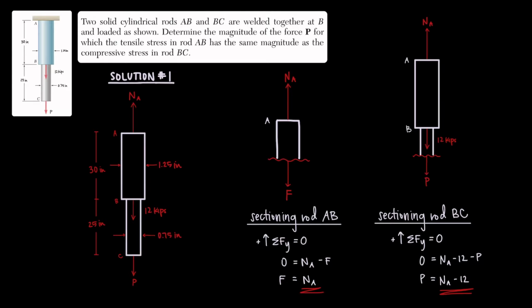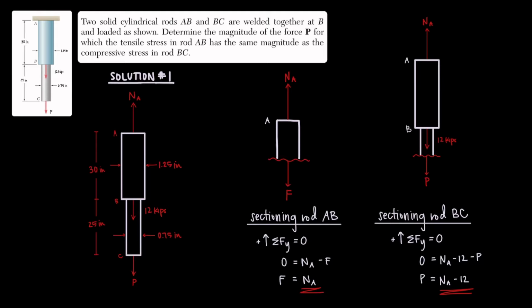Think about why we did that. What would have happened if we considered the bottom section of the system instead? The internal resultant force would have had to equal the external force P acting at point C. So we know that the internal resultant force must be equal to P. That's why we labeled it P in the free body diagram here.